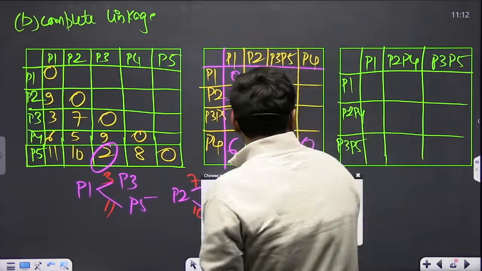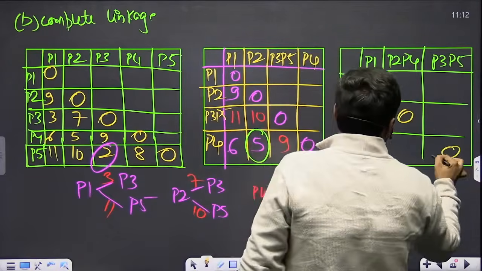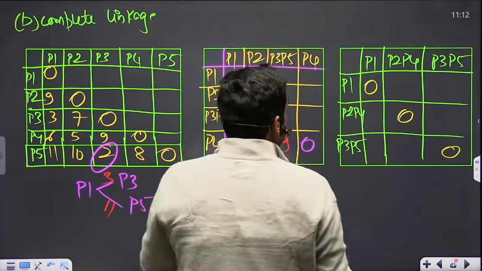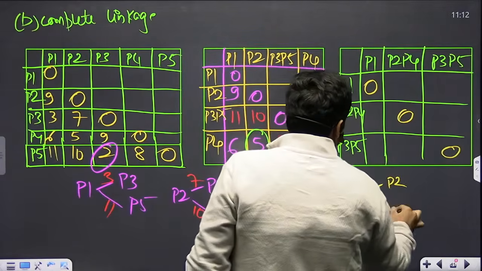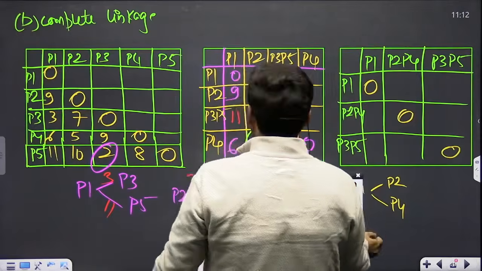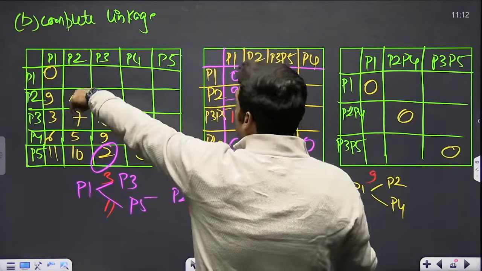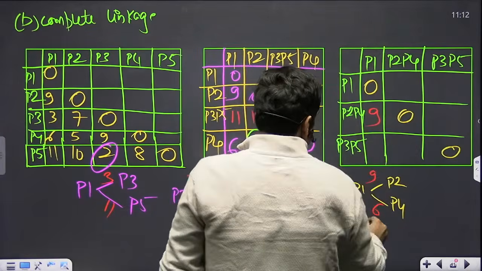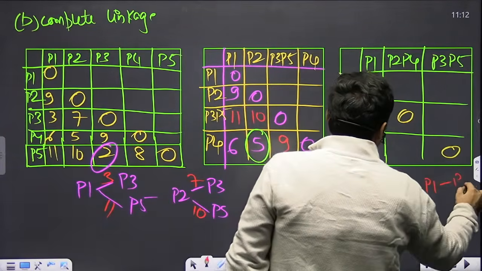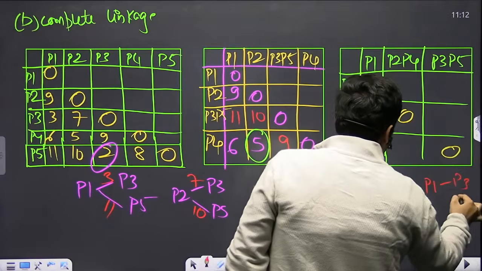Here this is 0 0 0. Now again, distance between P1 to P2 and P4. What is the distance between P1 to P2? P1 to P2 is 9. What is P1 to P4? It is 6. So I'll be writing the maximum one. Then I have to club P1 with P3.